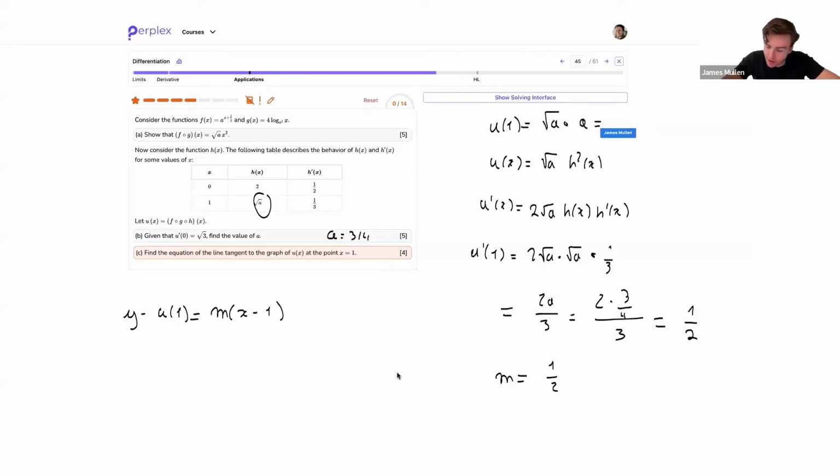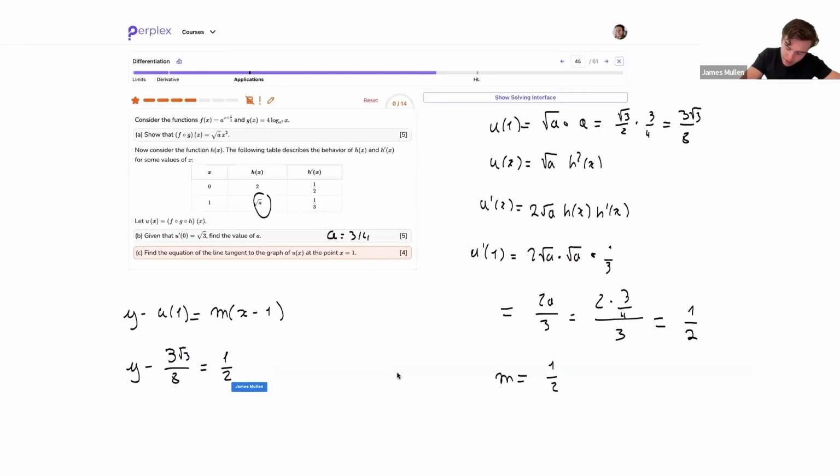So this is going to be a to the power of 3 over 2, and root of a, since we found a is 3 over 4, this becomes root of 3 over 2 times 3 over 4, or 3 root 3 over 8. Okay, so now this becomes y minus 3 root 3 over 8 is equal to, and the slope was 1/2, so 1/2 of x, so I can say just 1/2 of x minus 1/2.